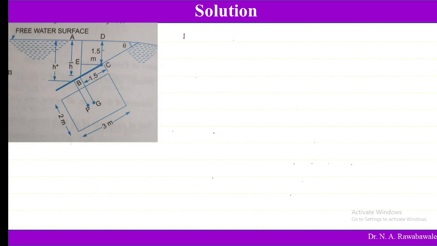So area of rectangle, very first we want to find out area of rectangle. Area of rectangle is equal to b into d. b is 2 meter into 3 meter, which is equal to 6 meters square is the area. And second, which we want to find out is H bar.